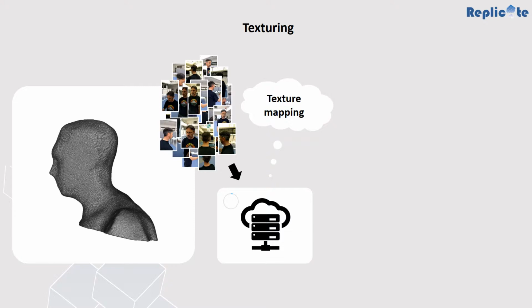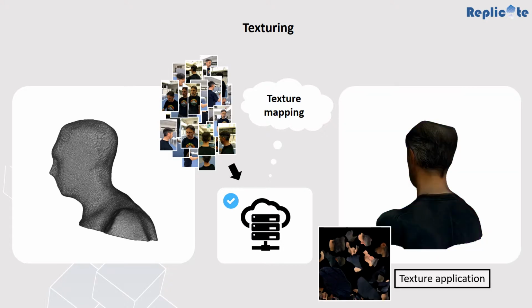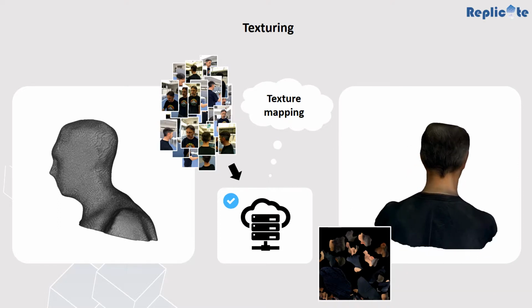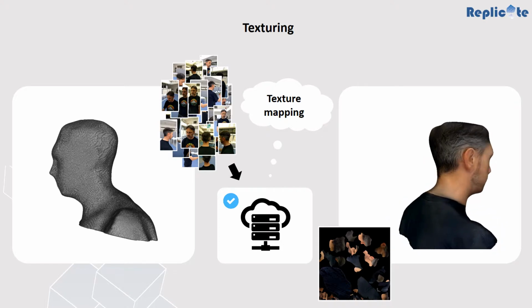The textures are computed using the selected keyframes and the camera parameters estimated by the structure from motion. A texture map is created in the form of an image using the textures extracted from the keyframes. This map is then applied to the mesh to give a realistic effect.